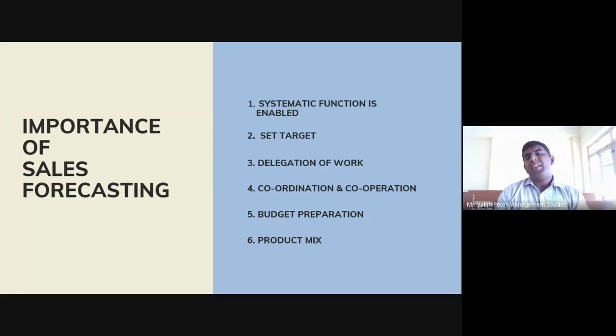Okay. Then we have product mix. In this unit, we'll be looking at product mix. I will not explain it now. We will look at it in a different chapter, at the end of this unit.